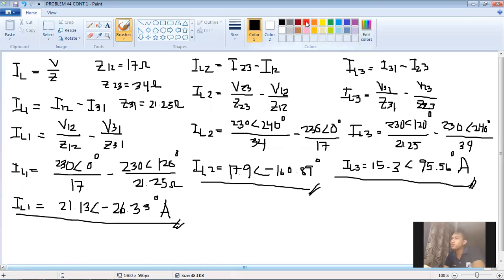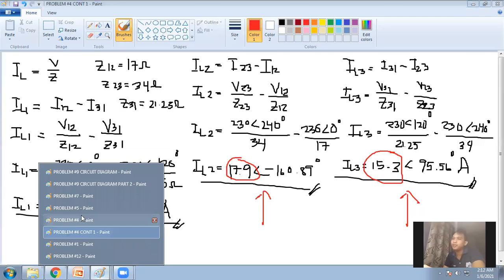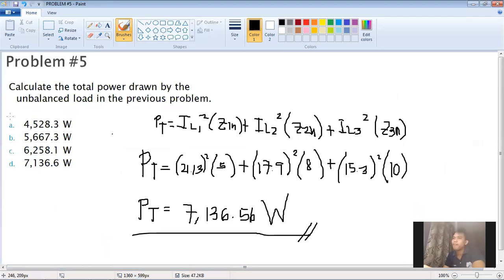So we will use this previous problem to get the power factor. So take note of 21.13, 17.9, and 15.3, since we're talking about the current. So for our problem number 5, calculate the power drawn by the unbalanced load in the previous problem. Our previous problem there is already solved.